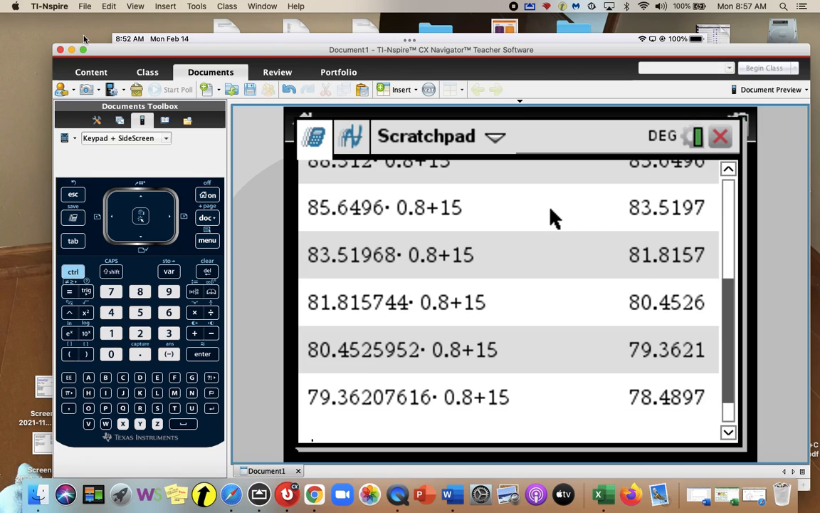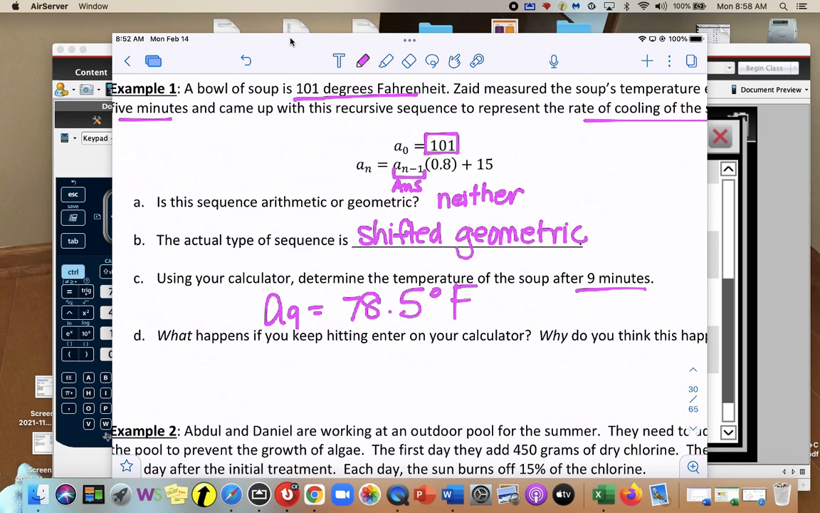So we're going to write a sub 9 equals about 78.4897. I'll round that to about 78.5. So I'm writing that right here. About 78.5 degrees.